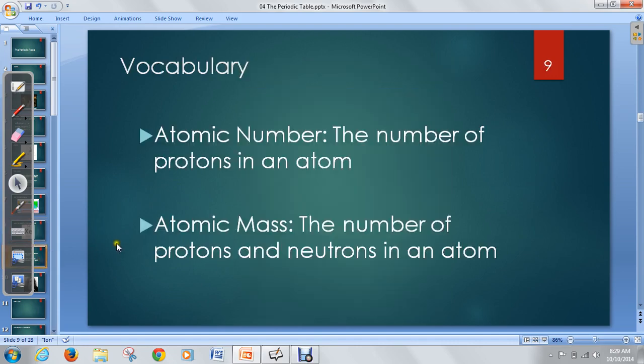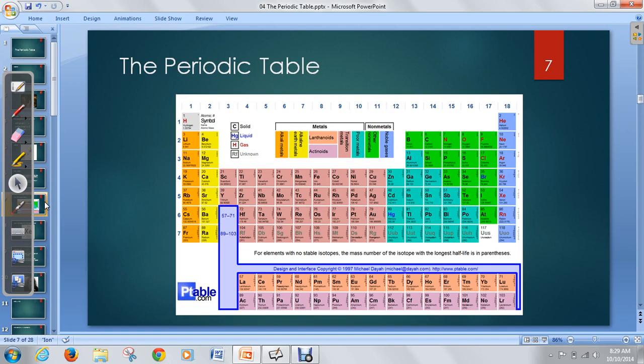So we have these two definitions, and make sure you write these down. We have the atomic number, the number of protons in an atom, and the atomic mass, the number of protons and neutrons in an atom, or element. All right, so if you look at the periodic table, you can determine those features just by looking at the individual squares in the periodic table.